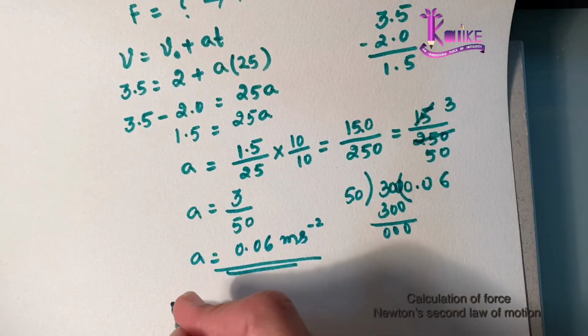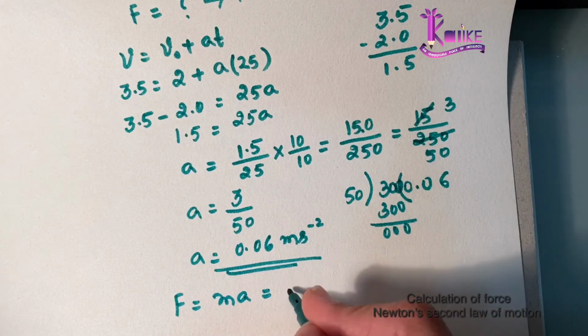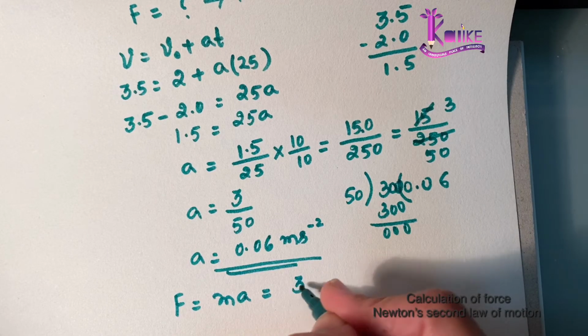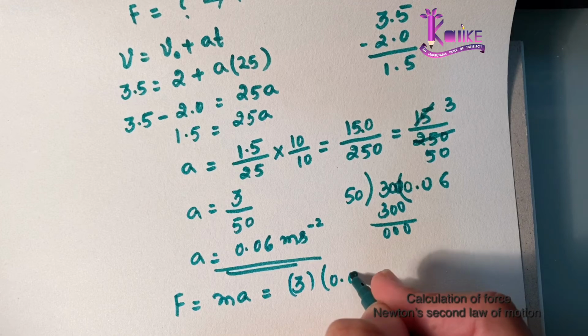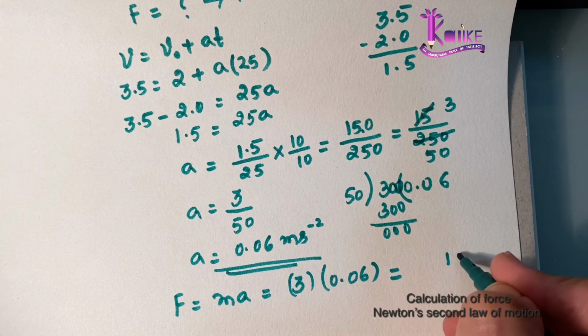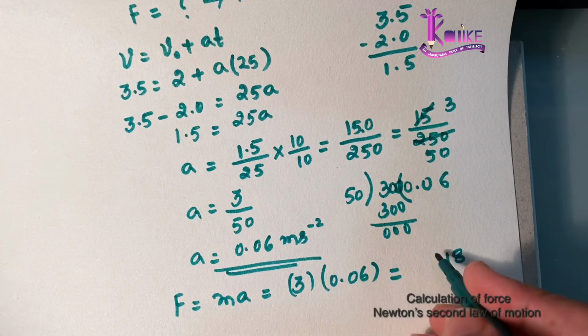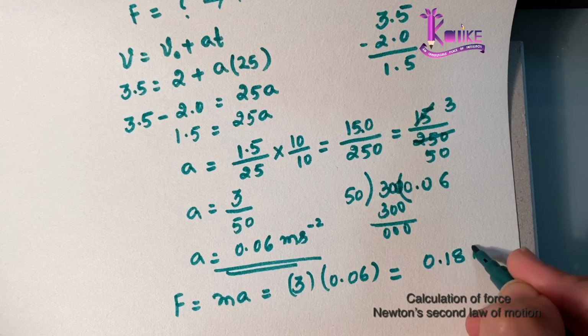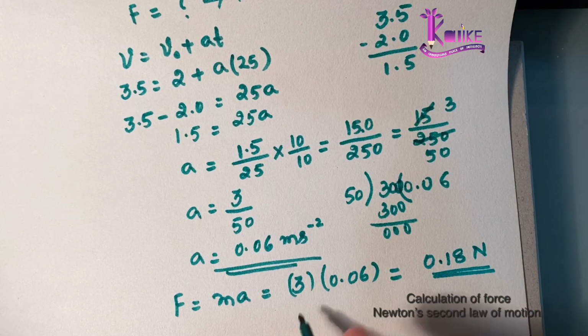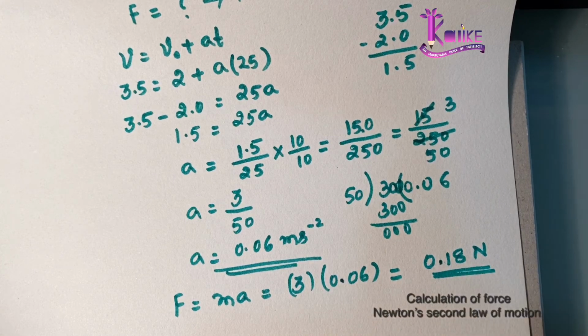Now it's very easy to find out the force, because that is given by m into A by Newton's second law of motion. Mass was given to be 3 kilos. 3 into 0.06, 3 6s are 18. So you write 18, and then you have to keep a decimal point after 2 digits, so it becomes 0.18 Newton, right? So this is the magnitude of the force experienced by the body.